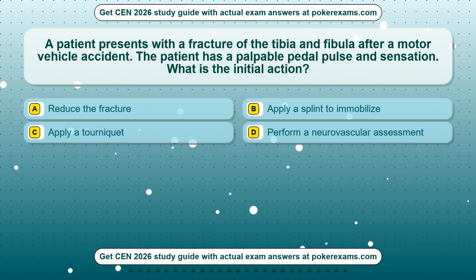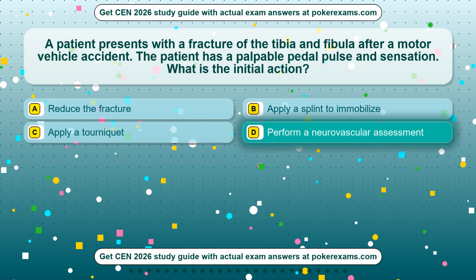Question 21. A patient presents with a fracture of the tibia and fibula after a motor vehicle accident. The patient has a palpable pedal pulse and sensation. What is the initial action? Option A. Reduce the fracture. Option B. Apply a splint to immobilize. Option C. Apply a tourniquet. Option D. Perform a neurovascular assessment. The correct answer is option D.